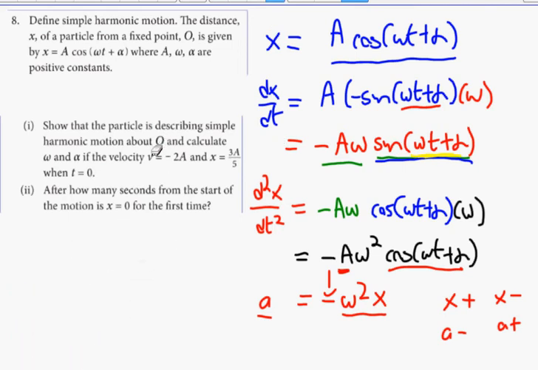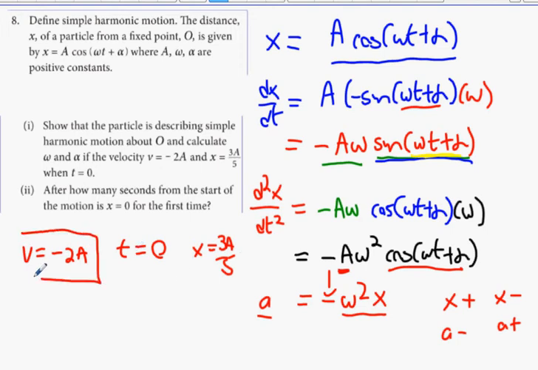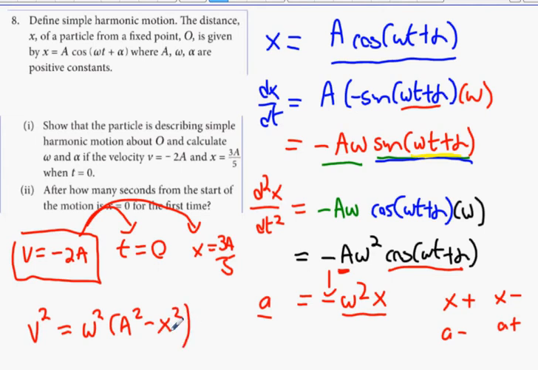Now that all that's done, we're still on the first part here. Calculate omega and alpha if the velocity v equals minus 2a when t equals 0, and x equals 3a over 5. Anybody have a suggestion? We need v and we need to link v with either t or x. Which one do you think we can use? We're going to use x. What's that formula again, guys? v squared equals, anybody remember? Omega squared times (a squared minus x squared). Pretty sure that's it anyway.